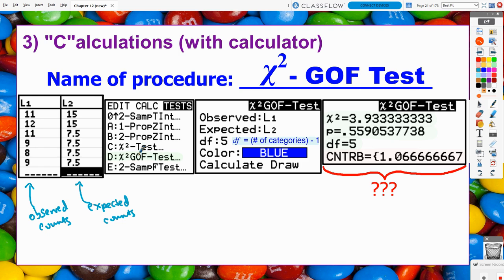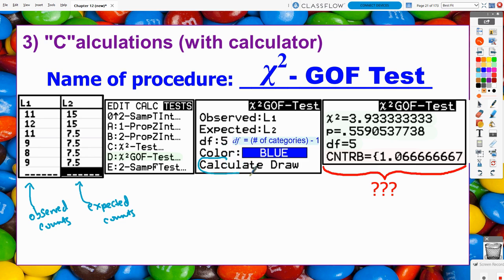Now, select the chi-squared GOF test, and we need to tell it where our observed and expected data is. By default, the observed will say list 1 and the expected will say list 2. That's why I mentioned before that it's preferable to put our observed counts in list 1 and our expected counts in list 2, because by default, that's what the calculator is going to have. Our degrees of freedom, if you remember from earlier, is just our number of categories, which in this case is the number of colors minus 1. So we have 5 degrees of freedom.